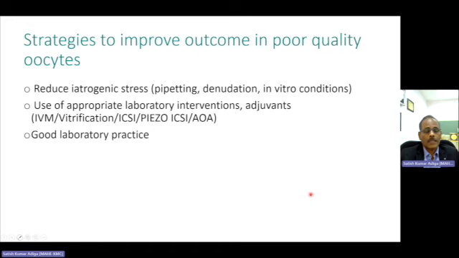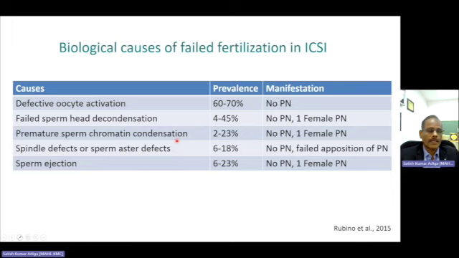In the case of fragile oocytes, one can consider going for piezo-ICSI, where the risk of degeneration is very minimal. Assisted oocyte activation is also another approach to increase the chance of fertilization if there is a defect in the calcium signaling pathway in the oocyte. And most importantly, good laboratory practice is the best way to improve the outcome in poor quality oocytes.